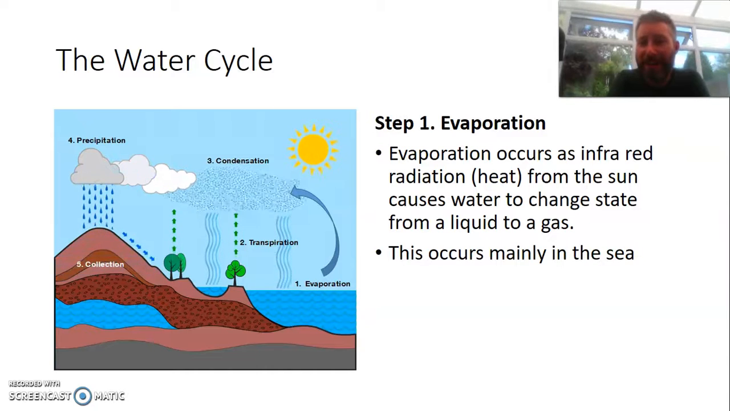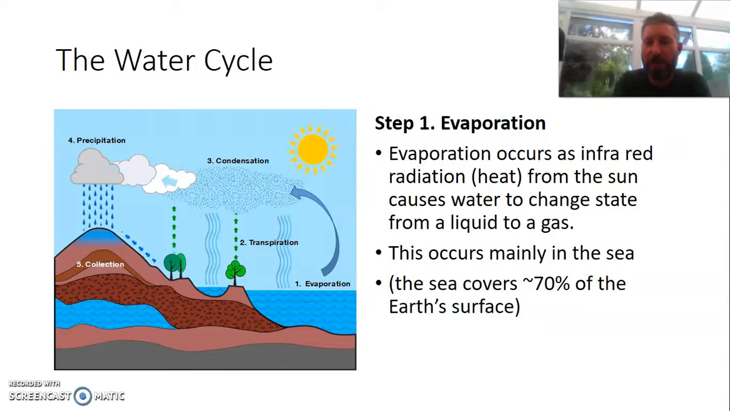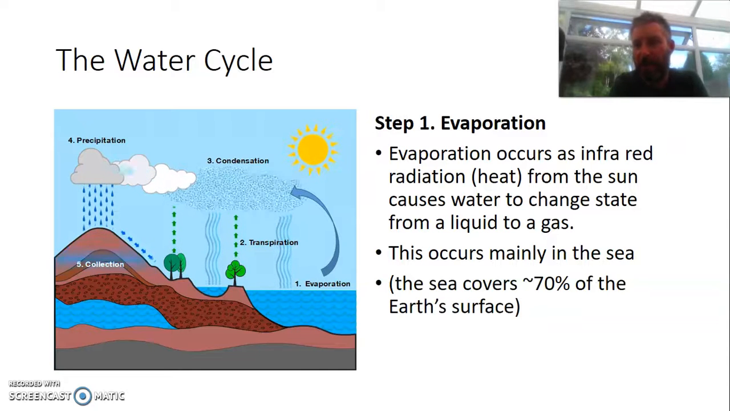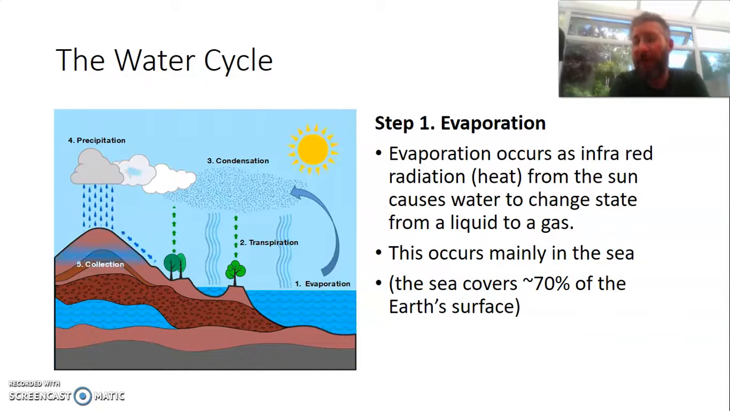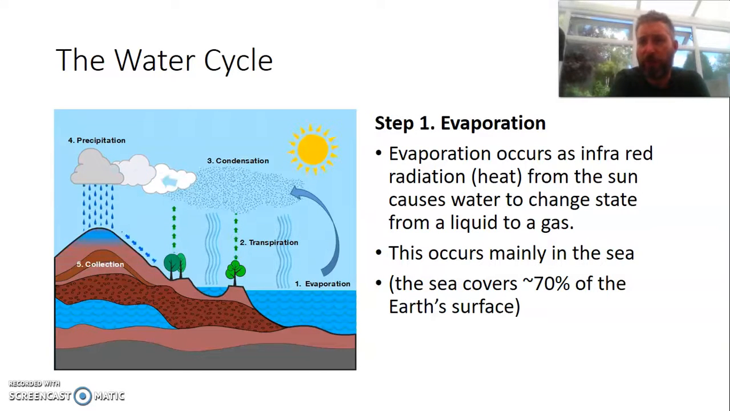Now, that occurs mainly in the sea. Why does it occur mainly in the sea? Because we are mainly sea. Our planet is 70% ocean. So the majority of our planet being warmed up by the sun is actually water being warmed up by the sun, so you get a huge amount of evaporation. So that's the first part of the water cycle, and that gas rises into the atmosphere.